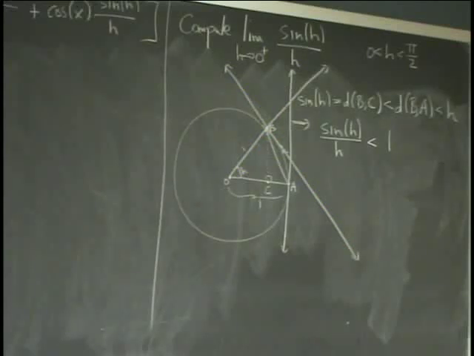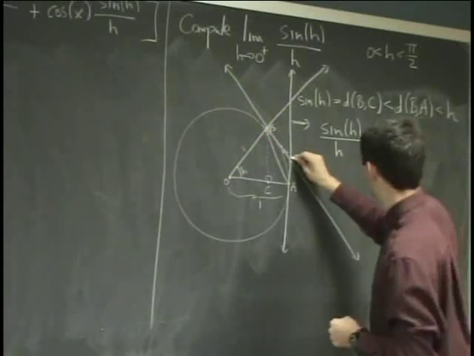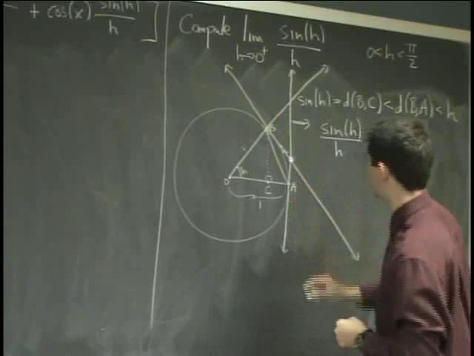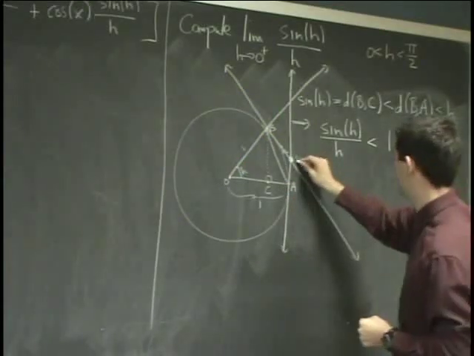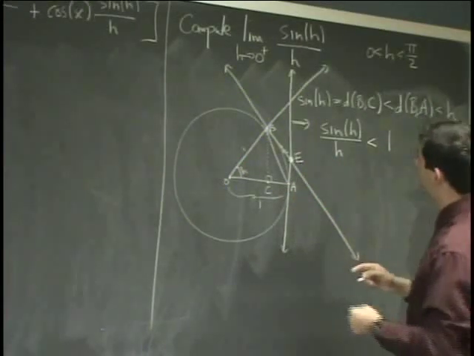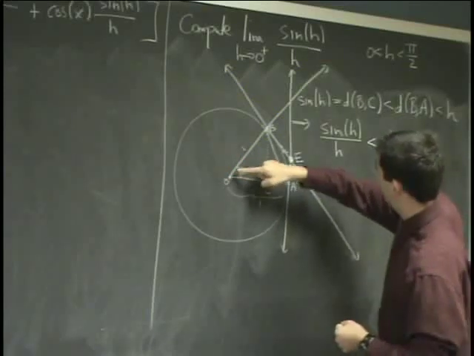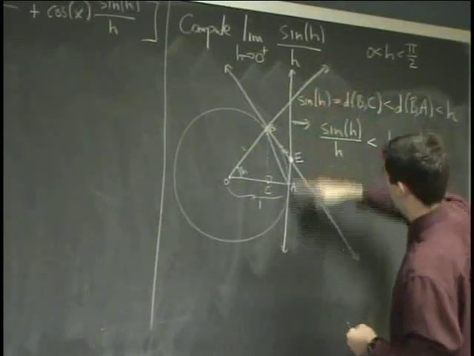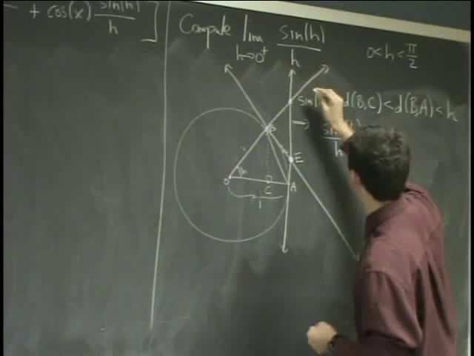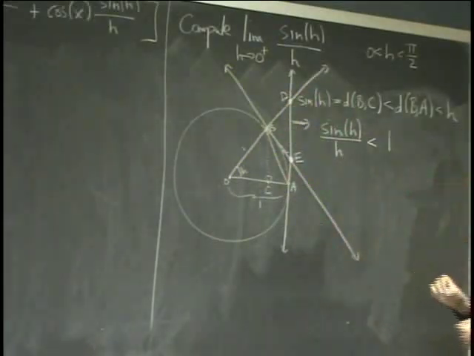Okay, I want to mark a couple of points. So this is where the two tangent lines intersect. I'm going to call that E. And this is where this line and the tangent at A intersect, and I'll call that D. Okay, so now I have a lot going on here. So it becomes harder to see things, but we do our best.